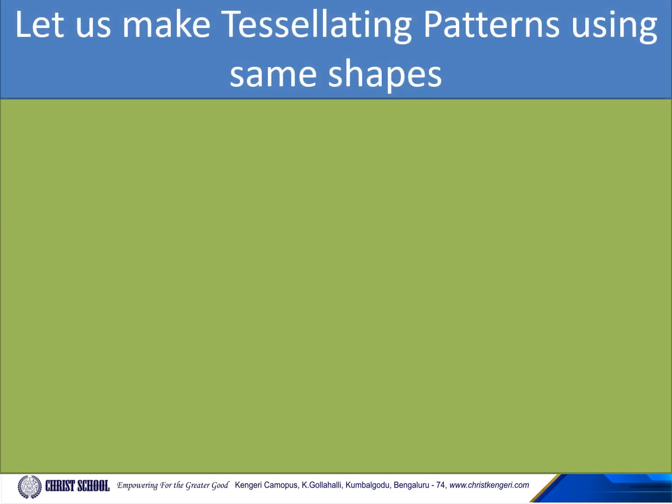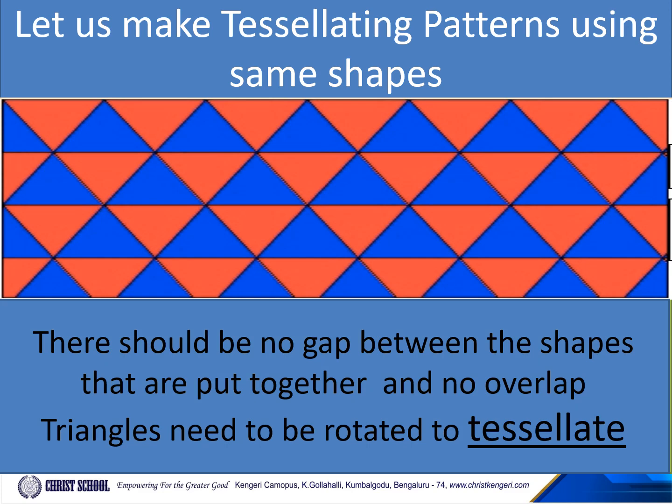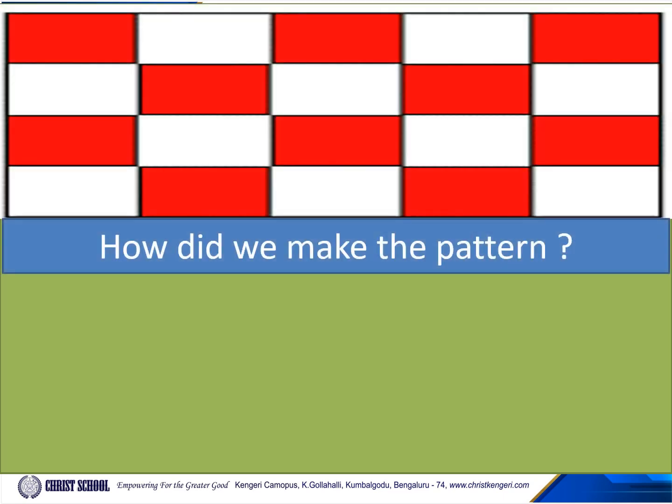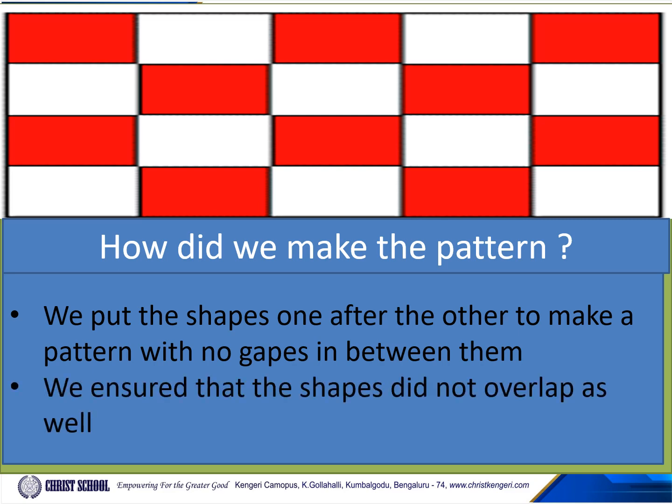Let us make tessellating patterns using the same shapes. Here I have taken a triangle. There should be no gap between the shapes that are put together and no overlap. Triangles need to be rotated to tessellate. How did we make the pattern? We put the shapes one after the other to make a pattern with no gaps in between them, and to ensure that the shapes did not overlap as well.